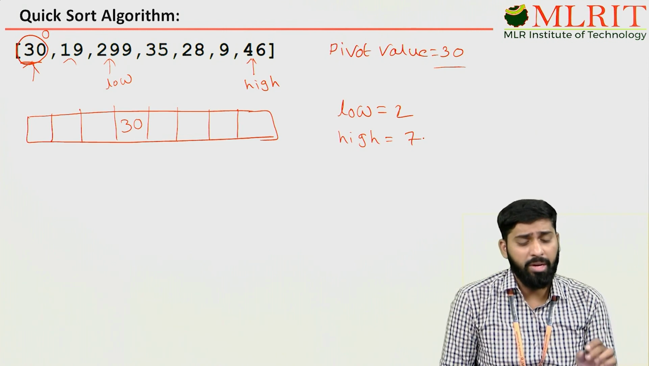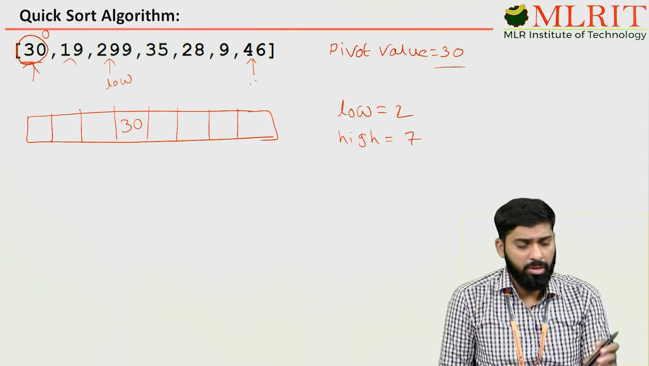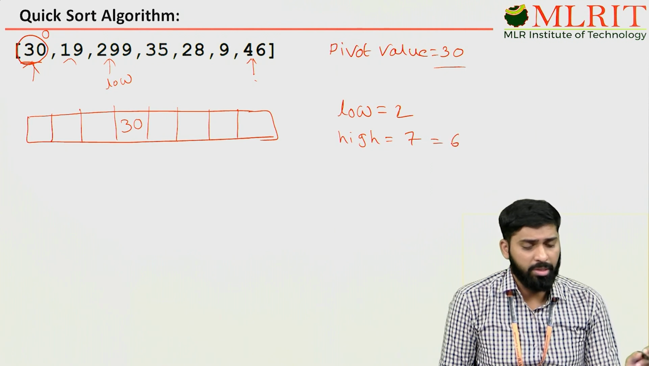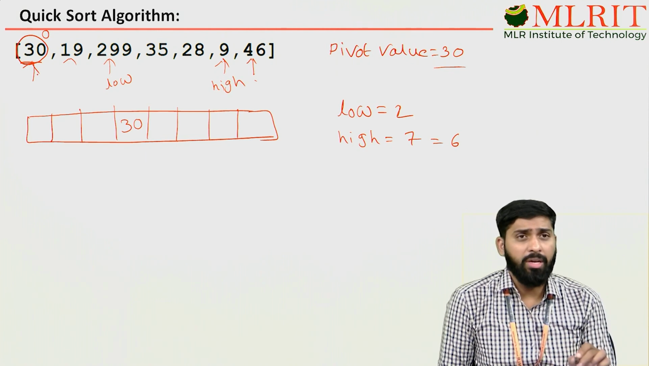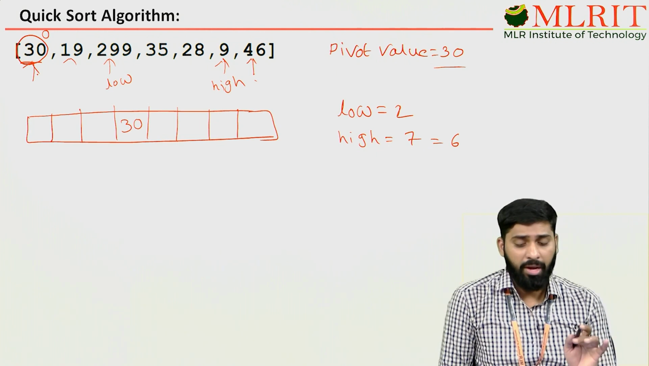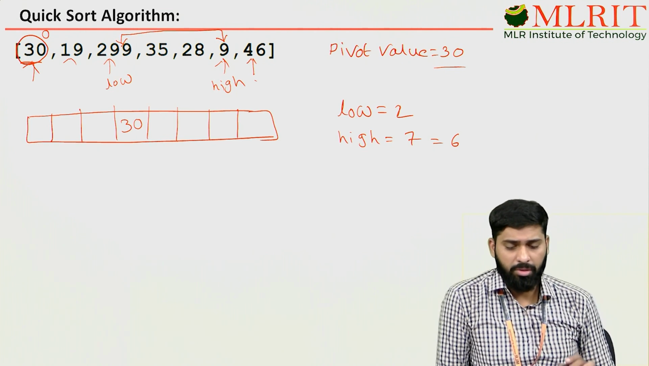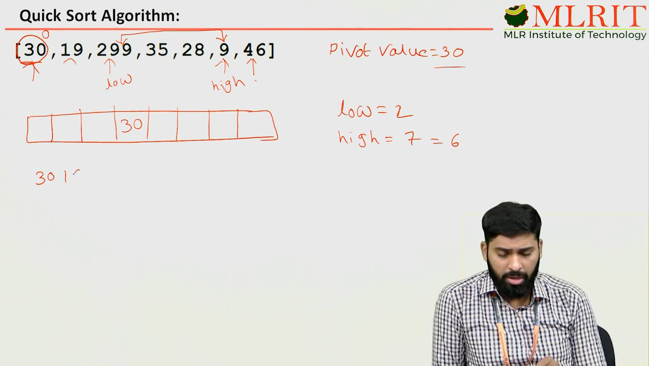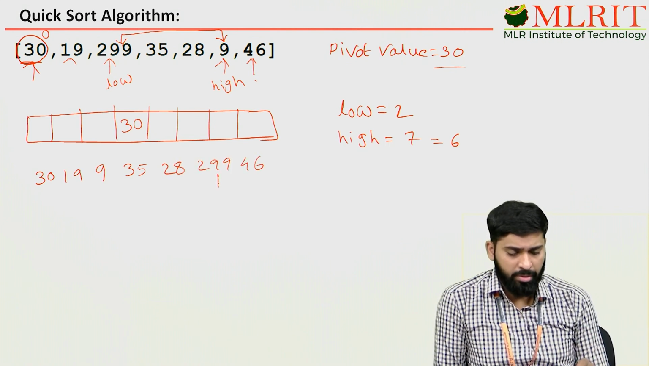Here we compare whether the numbers are greater than 30 or not. Now 46 is greater, so decrement the high value. Now high becomes 6. This is the high. Now you compare 9. Is 9 greater than 30? No, 9 is not greater than 30. So stop here and interchange these two values, low with high. Now this is the resultant array: 30, 19, 9, 35, 28, 299, 46. This is the high.